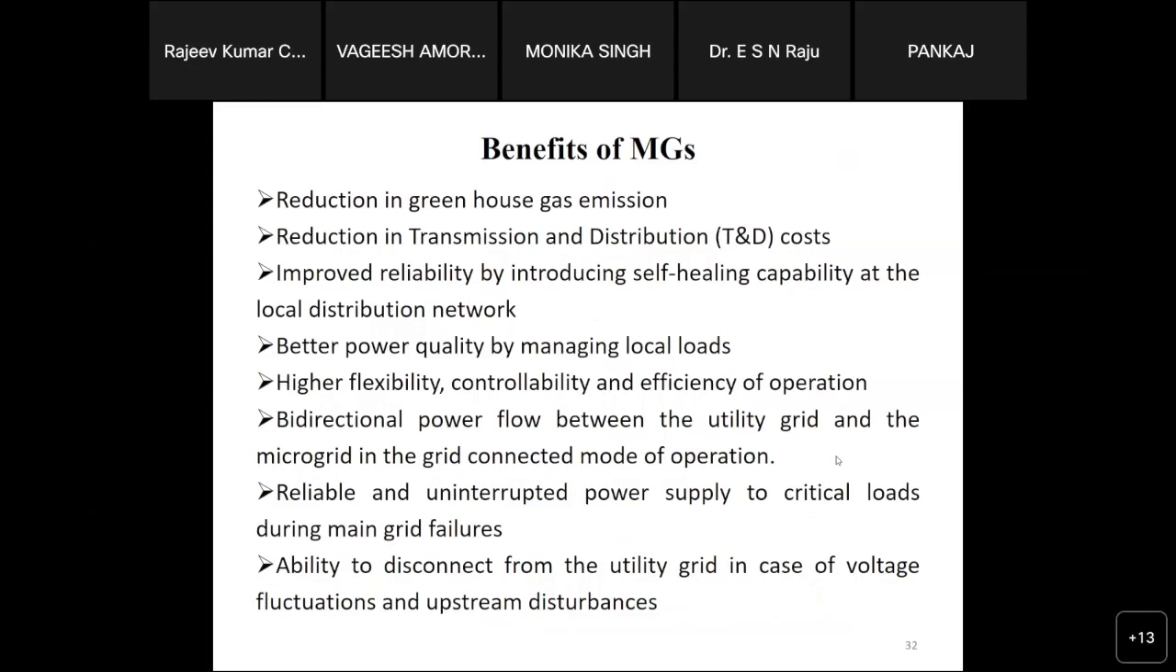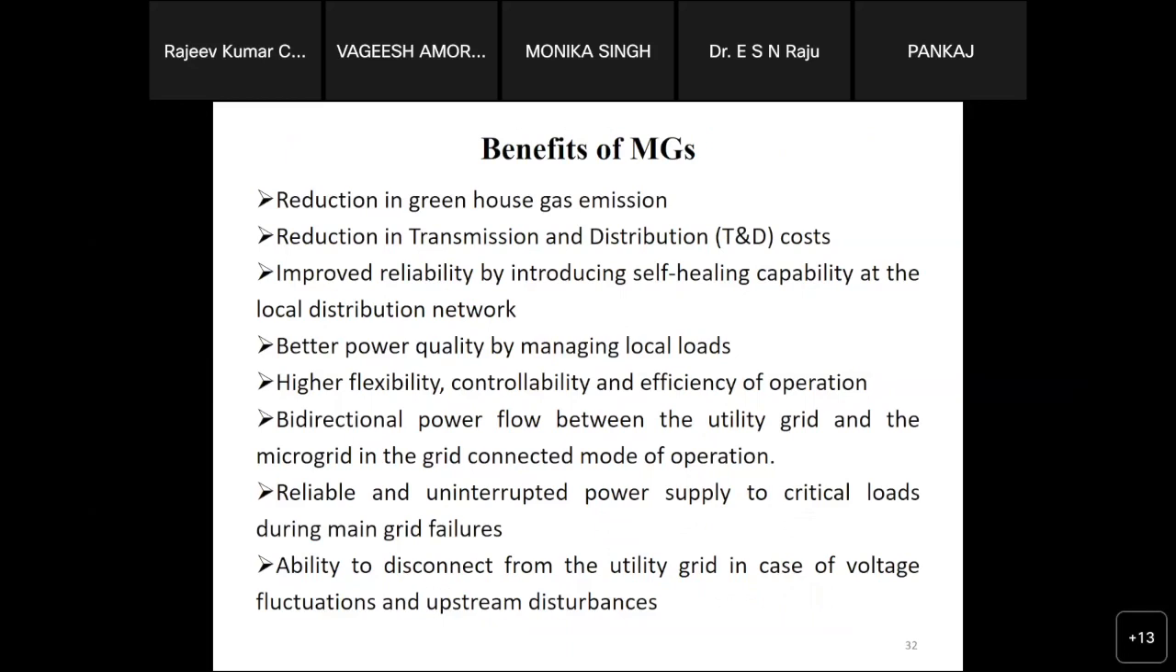So these are the different benefits of the microgrids. Since we are moving towards more renewable integration, we can reduce greenhouse gas emissions, and we can also reduce the transmission as well as the distribution cost. Since we are integrating at the distribution level, we can reduce the cost of the primary transmission, secondary transmission, primary distribution, and we can also reduce the losses from this primary and secondary transmission.